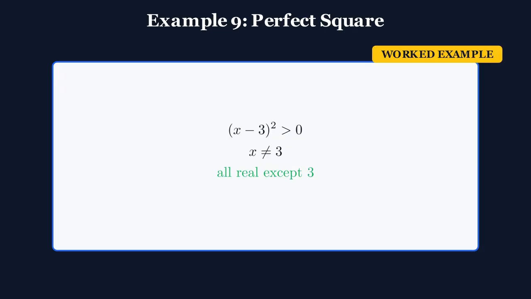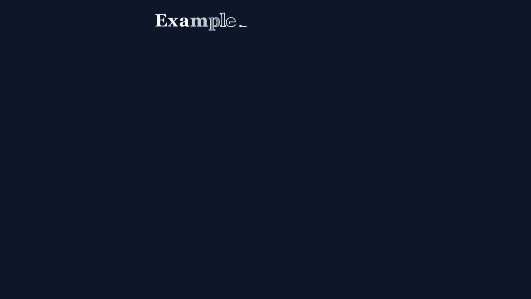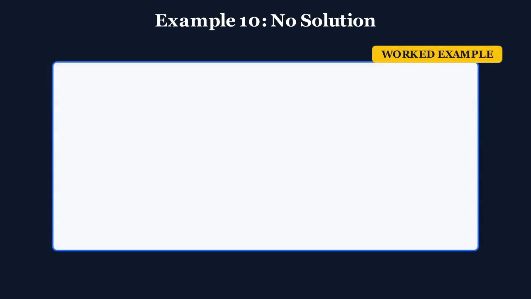Solve x squared plus 1 less than 0. Since x squared is always non-negative, x squared plus 1 is always positive. It can never be less than 0, so there is no solution.